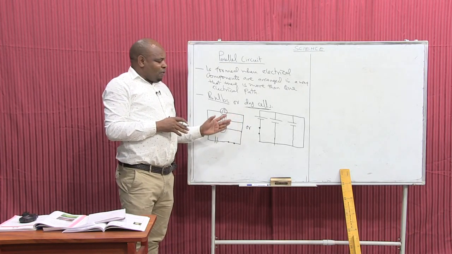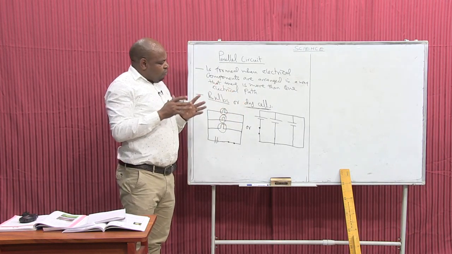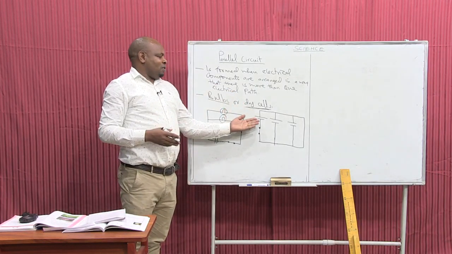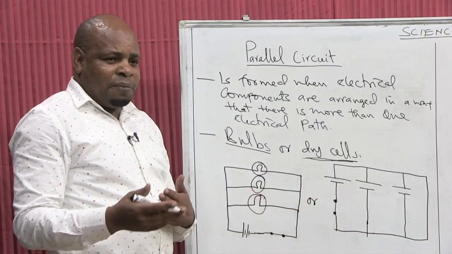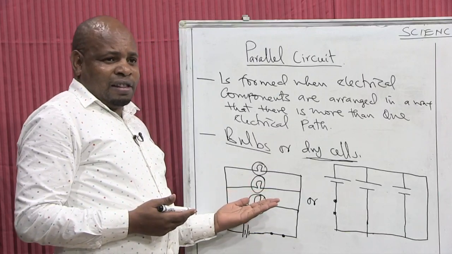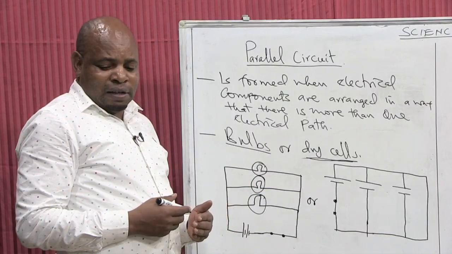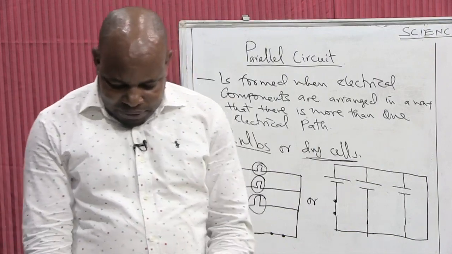Now, I want to go and discuss more: what will happen if one of the components is not working? What will happen if one of the components is removed from the circuit? That's our next discussion.